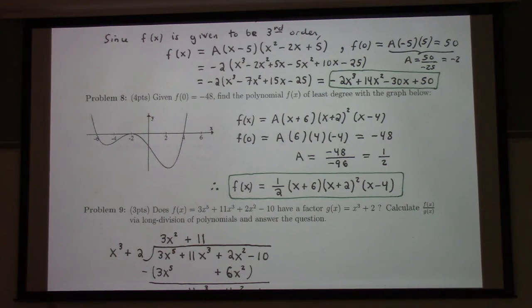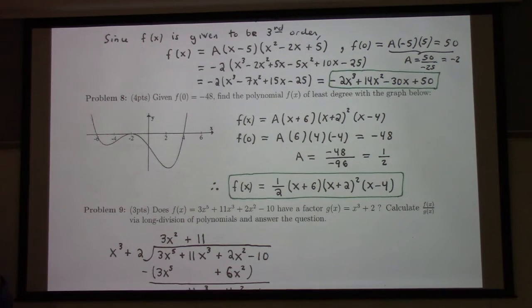All right. Anyway, once you've ironed that out, we have f of 0 is -48, which means that we need to plug in 0. We get 0 plus 6, 0 plus 2 squared is 4, 0 minus 4 is -4. And so that gives you this equation. Solving for a, I get -48 over -96, which is a half. So I get 1/2 times x plus 6 times x plus 2 squared times x minus 4.